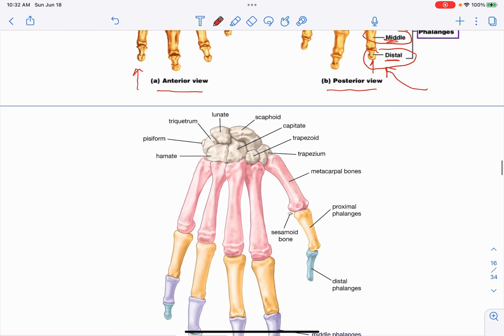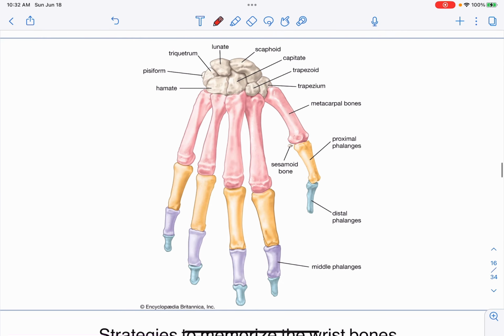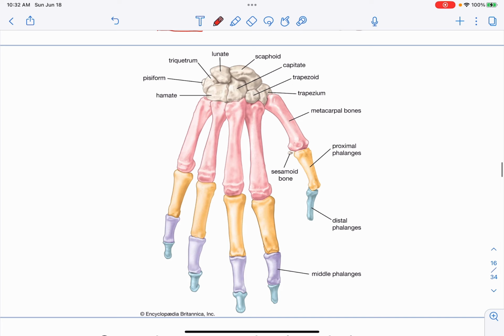I think I have one other picture that has this color coded. So I think the first picture is from your book. This one color codes it so you can see the distal, middle, and proximal phalanges. You can see the metacarpals. Here are the phalanges. And you can see how the thumb does not have the middle phalange. This would be labeled 1, 2, 3, 4, and 5.